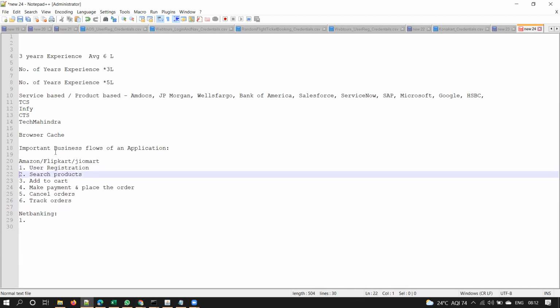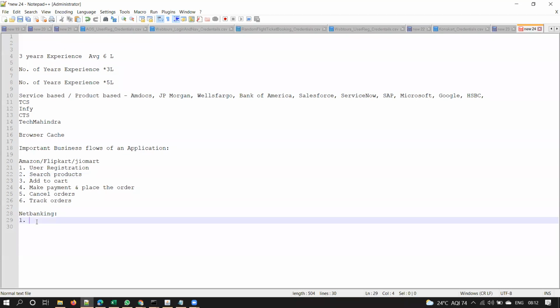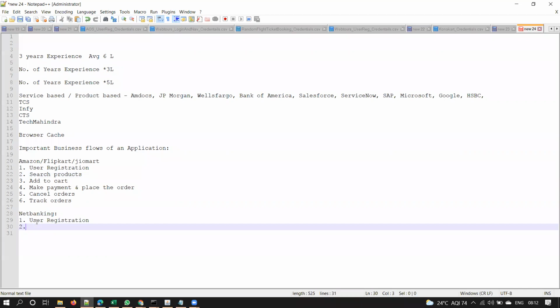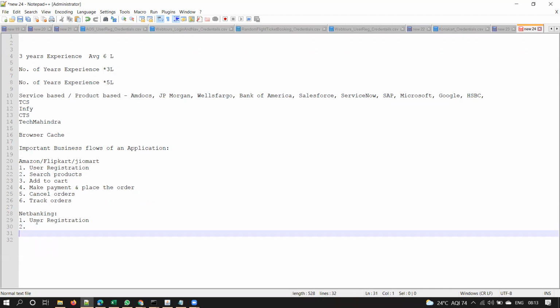We are discussing only important business flows. There may be a number of others, but we are discussing only the important ones. Again, to use any net banking application, we have to register ourselves. User registration. Next. Fund transfer is another important business flow. I'll come to that. Let me put it here.